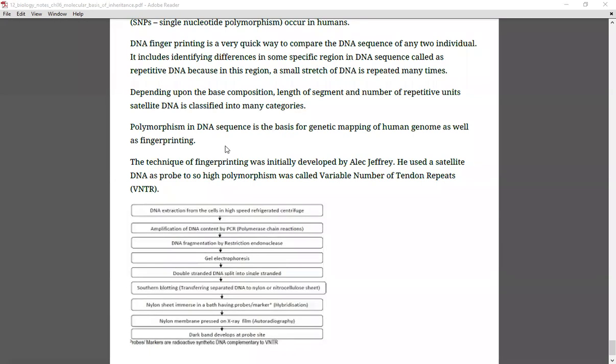Here two main categories are observed, right? The microsatellites and minisatellites, right? This you are going to study in detail in chapter number 11 and 12.